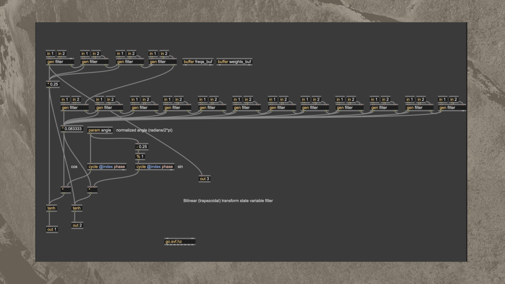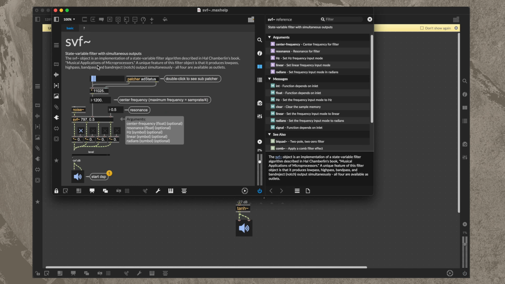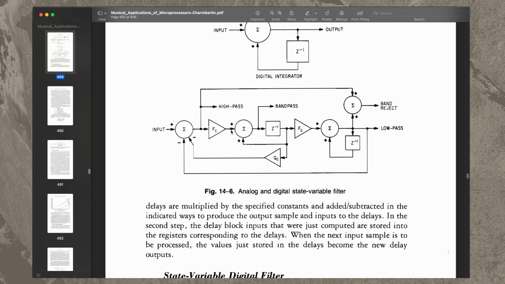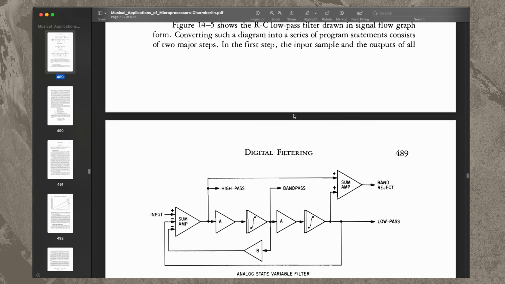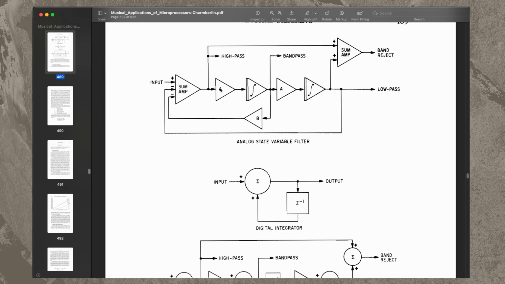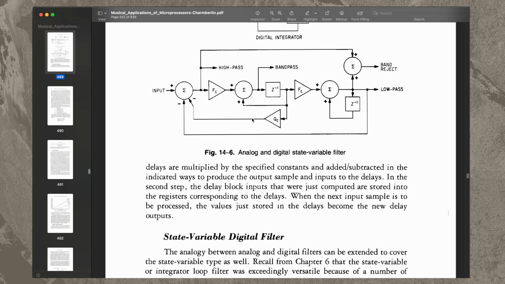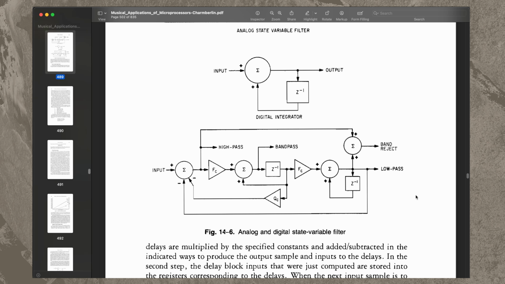So I went to the SVF help file, and it says the SVF object is an implementation of a state variable filter algorithm described in Hal Chamberlin's book, Musical Applications of Microprocessors. So I went and found that, which is here, and on page 489, there is this digital state variable filter.